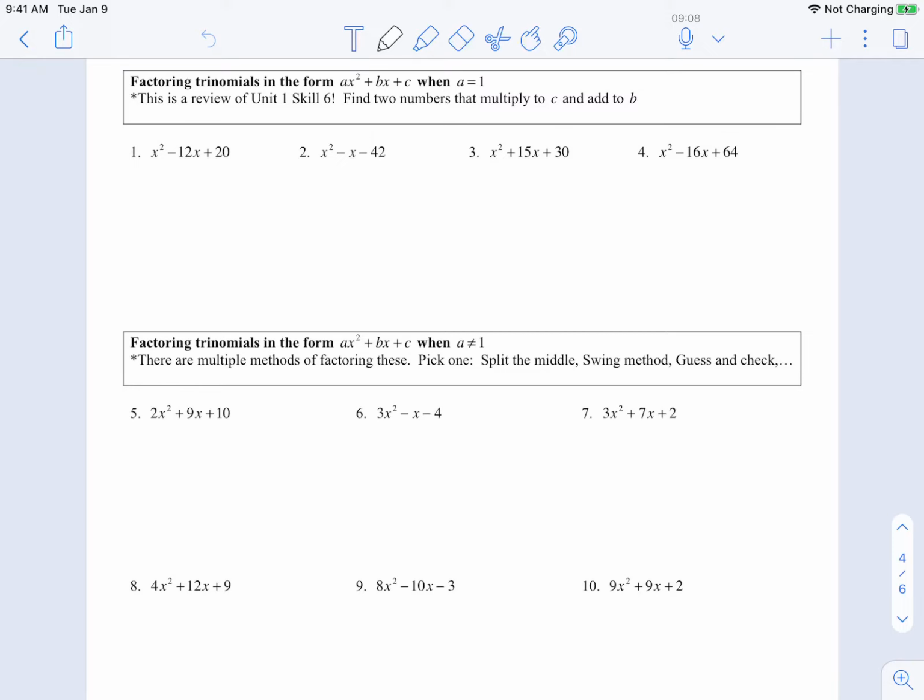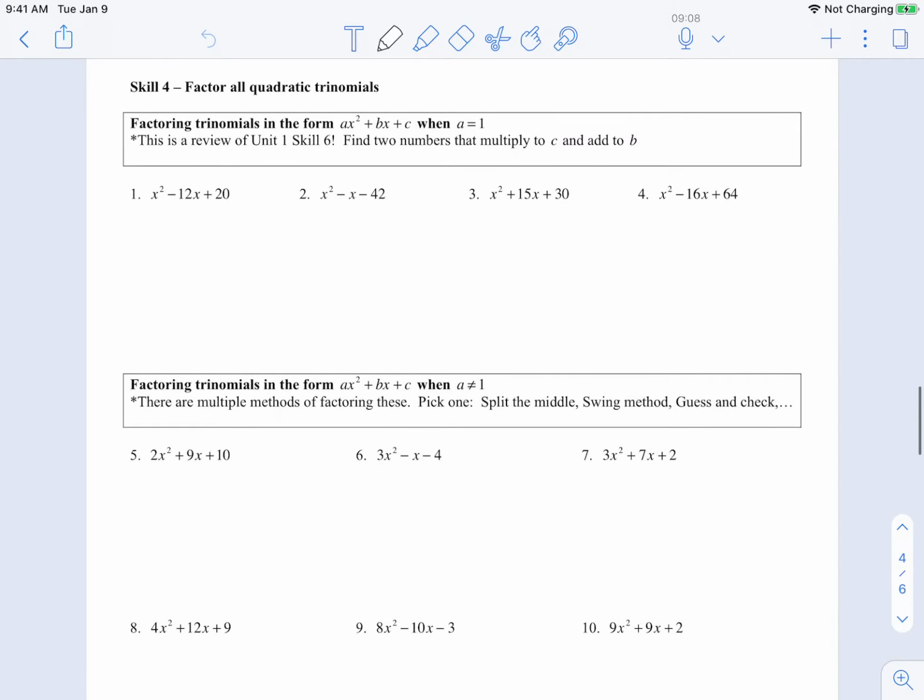All right, we are going to be working on skill 4. We're going to factor trinomials. Trinomials, you can't do by grouping because there are only 3 terms. We always look for a GCF first, so those 2 things still happen first.